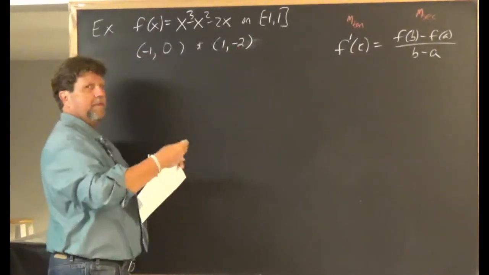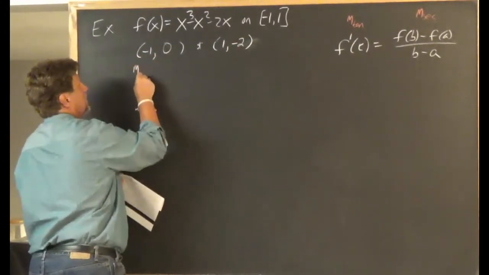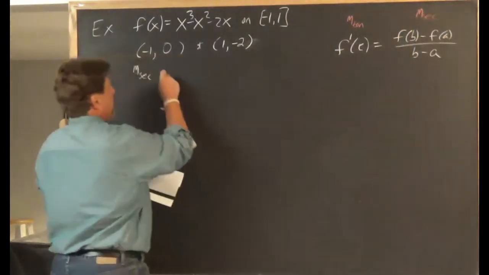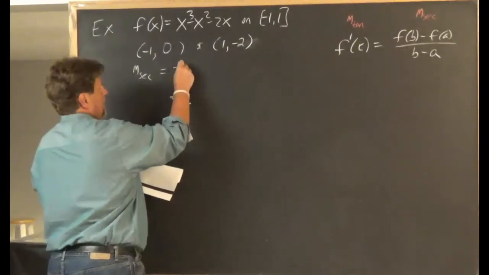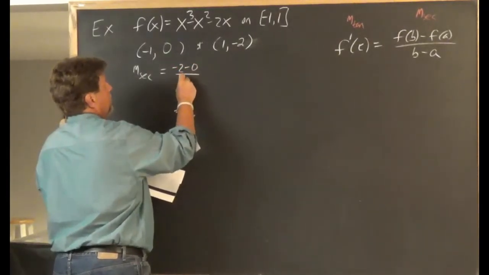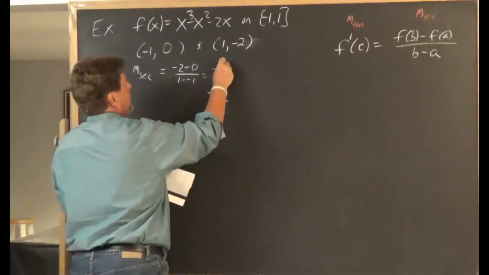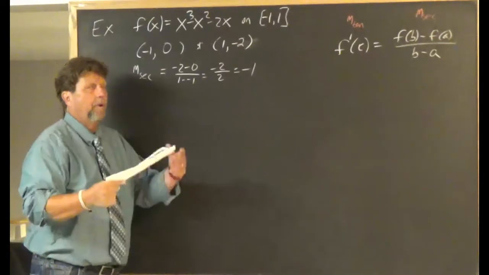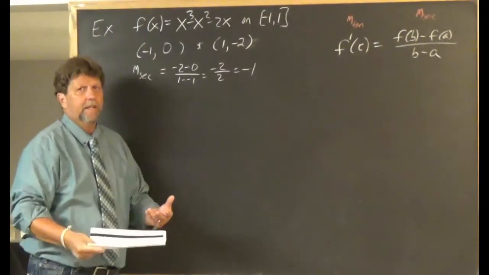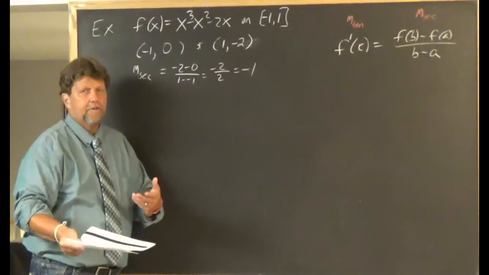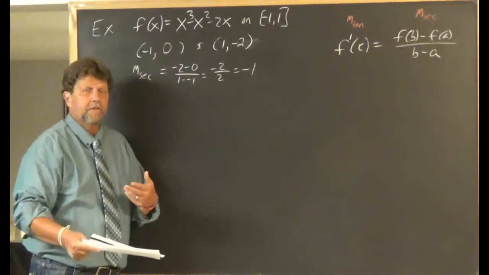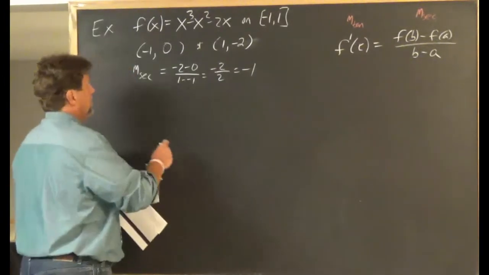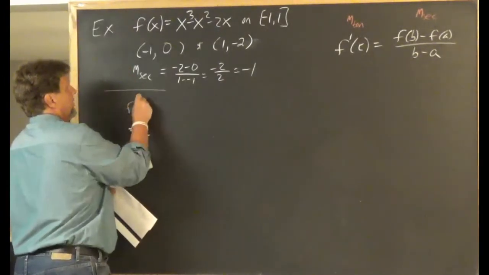So the slope of the secant line, and it's this part of the mean value theorem, is nothing more than -2 minus 0 over 1 minus -1. That's -2 over 2, so that's -1. So we have found the slope of the secant line, the average rate of change of the function on the closed interval. All right, so now for the instantaneous rate of change, we need the derivative. So next we get the derivative.